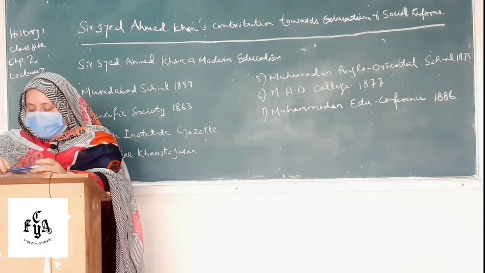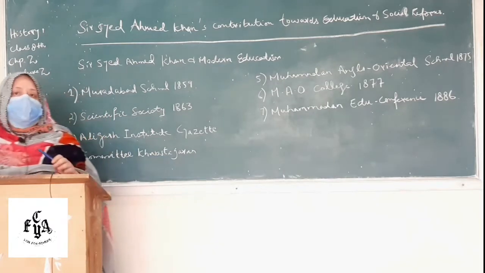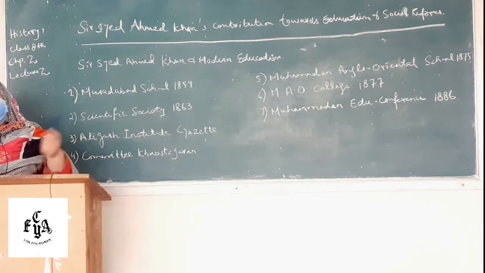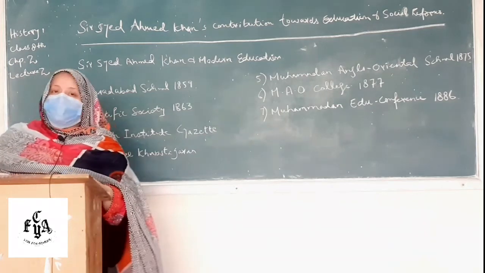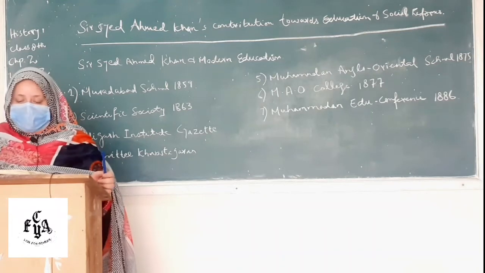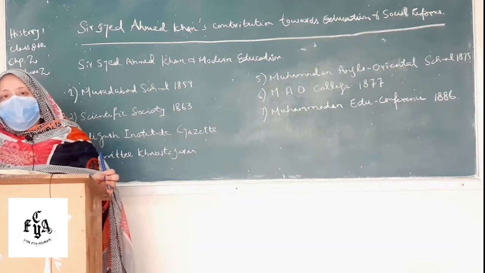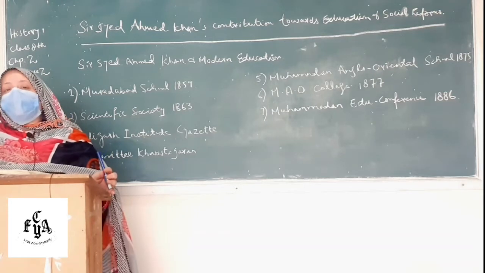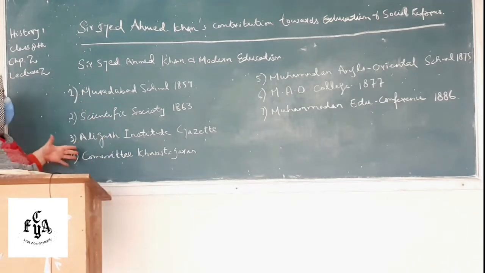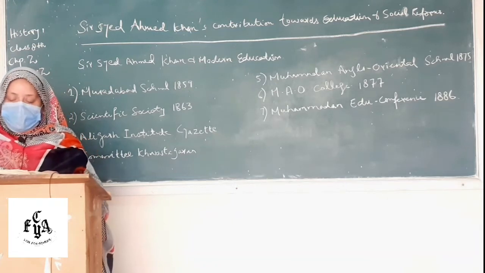Then the Aligarh Institute Gazette in 1864: Sir Syed Ahmed Khan was transferred to Aligarh. You know very well that he was working for the British government. After the establishment of the Scientific Society, several meetings were held, and they discussed different topics under the umbrella of this society. Different books were translated, especially the history of India and ancient Greek history, and then this society published a newspaper, a gazette, in March 1866.